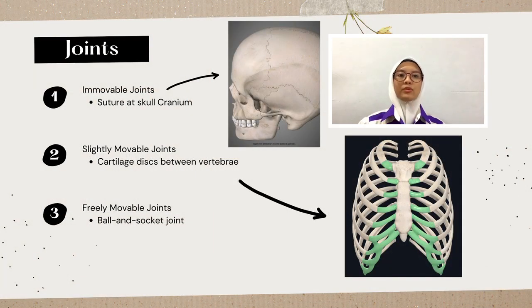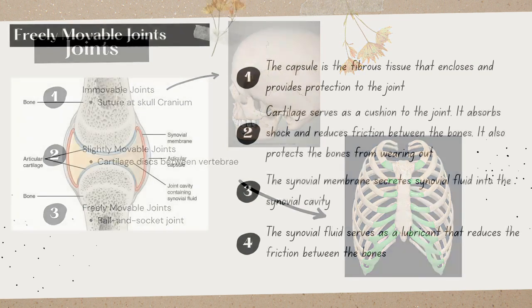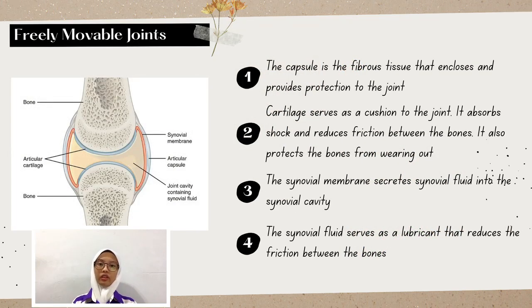There are three types of joints that we will learn. First, immovable joints. Immovable joints is suture at skull cranium. Second, slightly movable joints. Slightly movable joints is cartilage disc between the vertebrae. And third, freely movable joint, ball and socket joint. Now I will explain further about freely movable joints.